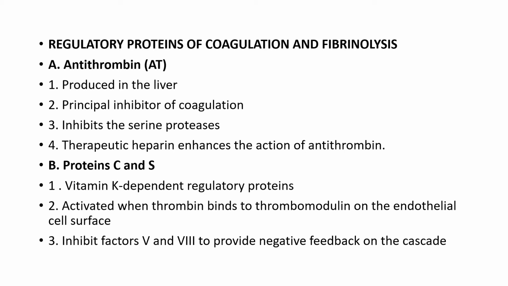Certain substances are produced by the body in order to regulate coagulation and fibrinolysis. The first one here is antithrombin, which is from the liver. It is the main inhibitor of coagulation, and what it does is that it inhibits the different coagulation factors, the serine proteases. Therapeutic heparin can enhance the action of antithrombin. The next one is protein C and protein S. They are vitamin K dependent regulatory proteins. They are inhibitors, and they are activated when thrombin binds with thrombomodulin. It inhibits factor 5 and factor 8 and provides a negative feedback on the cascade.